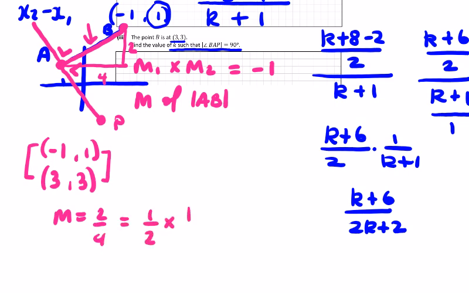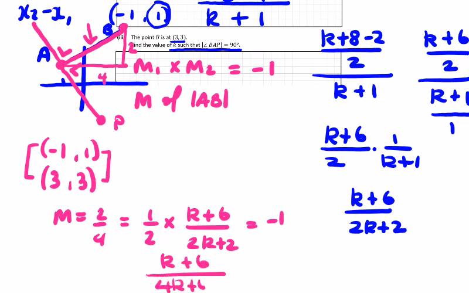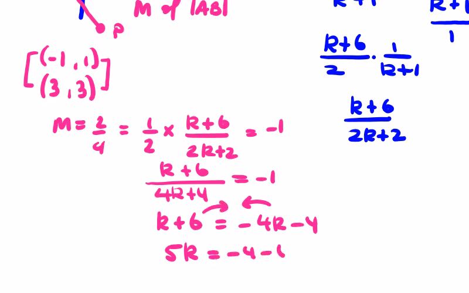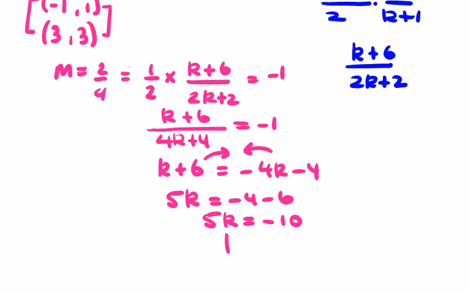So 1 over 2 multiplied by k plus 6 over 2k plus 2 has to be equal to minus 1. So k plus 6 over 4k plus 4 equals minus 1, meaning that k plus 6 would be equal to minus 4k minus 4. Bringing minus 4k to the left, we'll get k plus 4k equals, bringing a plus 6 across, we're going to get minus 4 minus 6. So 5k would be equal to minus 10. So k will be equal to minus 10 over 5 or minus 2 for the last part of this question.